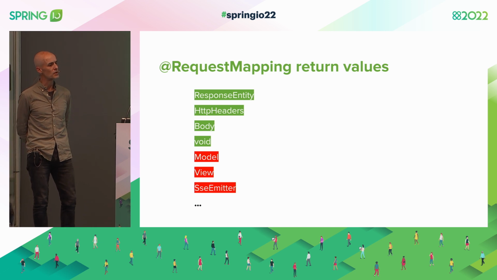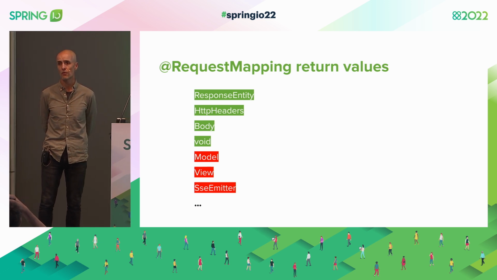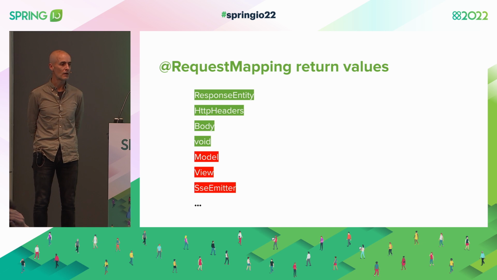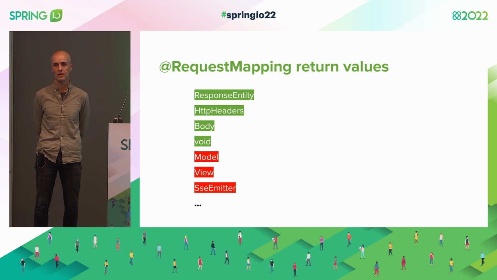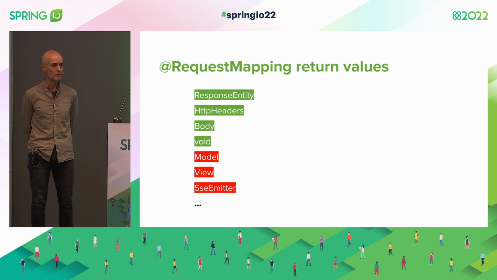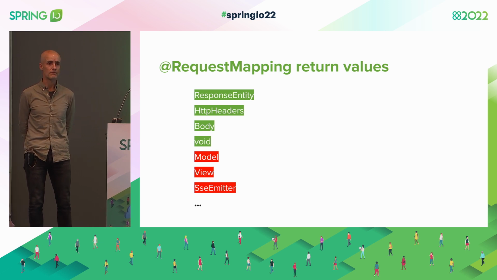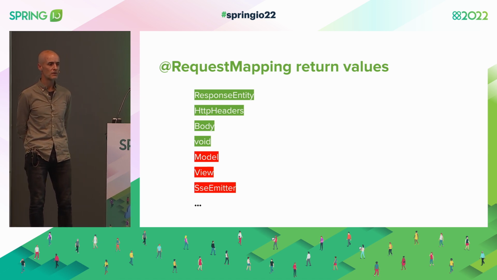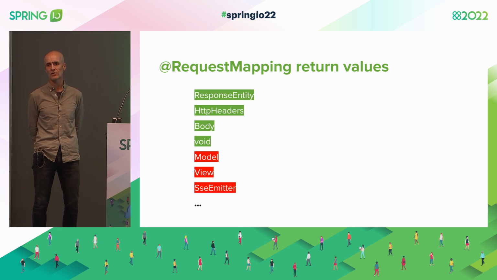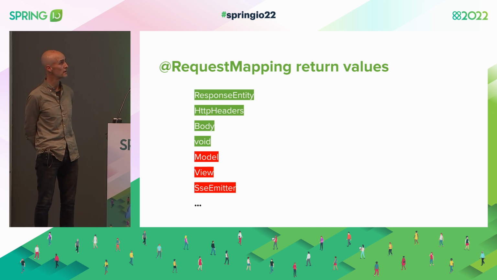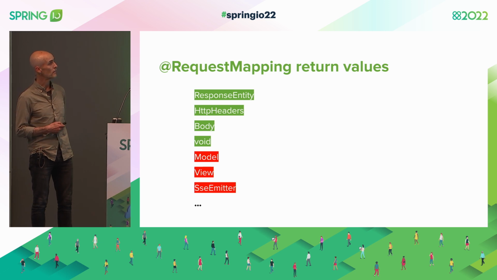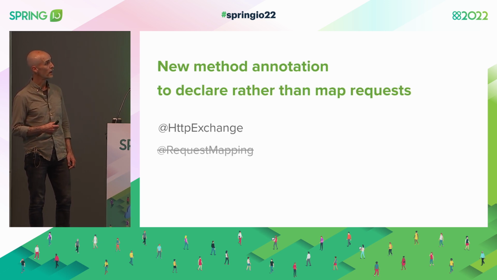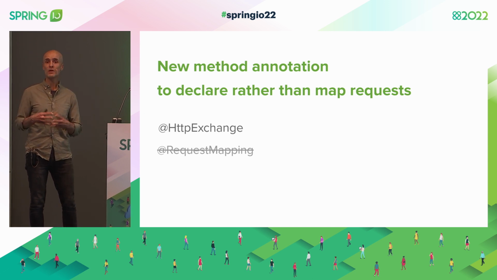On the return value side, we are interested in anything to do with the actual response from an HTTP perspective on the wire. That includes the HTTP status, headers, and the body. Then there are lots of other things on the server side, like model and view. That's HTML rendering, so that's not applicable to the client. There are lots of other things like SSE emitter. That's obviously a server-side thing, and there's other similar. This is, again, not an exhaustive list. We just focus on the status, headers, and body.